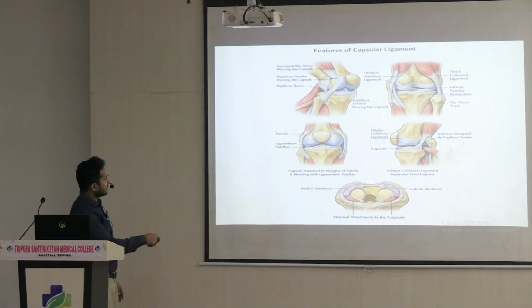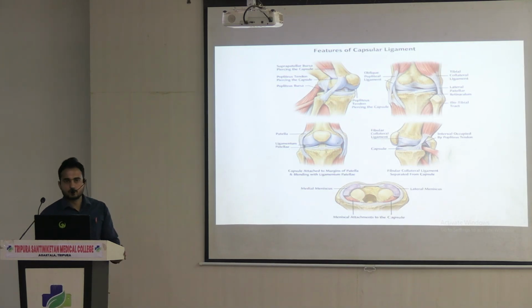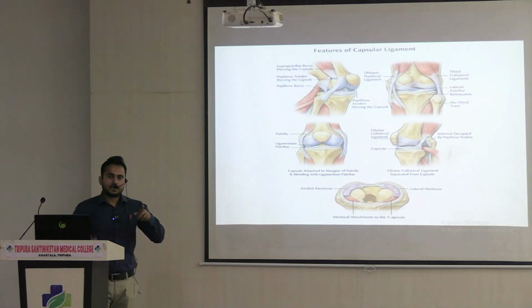Okay, so here you can see the collateral ligaments. These are present over here. Now these collateral ligaments are also supporting the joint. Next, the femoral collateral ligaments are separated from the lateral side by the capsule. So two collateral ligaments are there, medial and lateral collateral ligament.